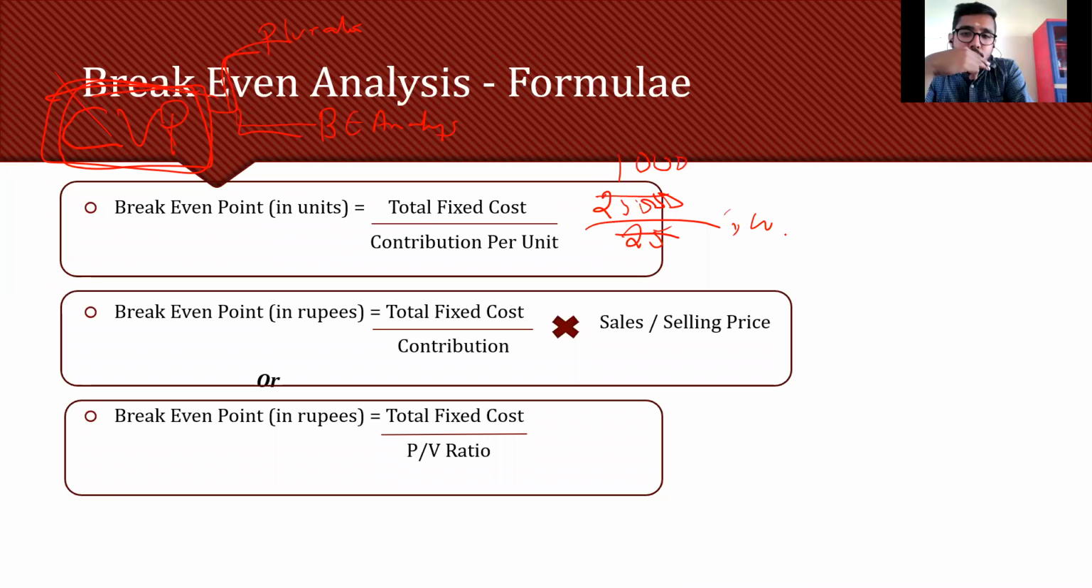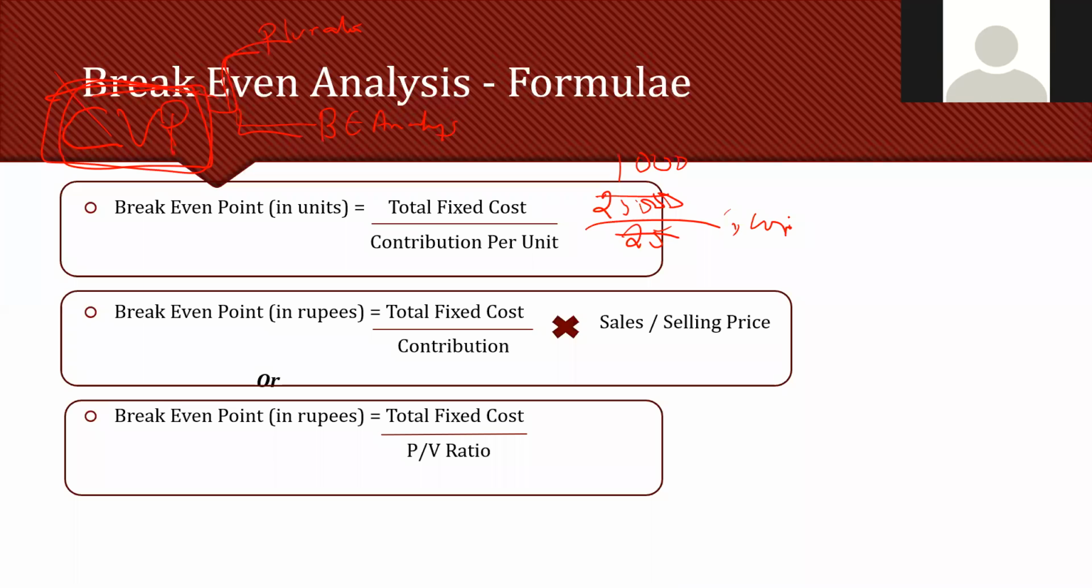1000 units. What does that mean? 1000 is the break-even point. If the company is producing 999 units, is it profit or loss? It will be a loss.